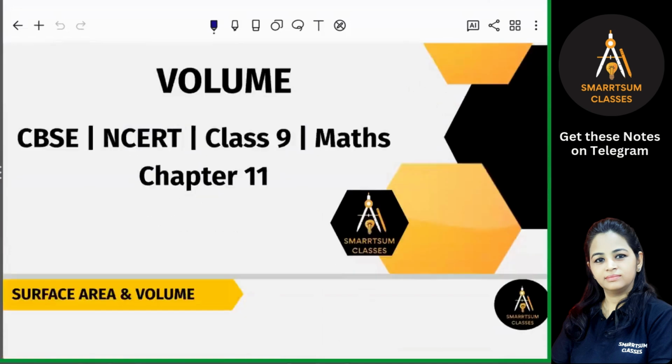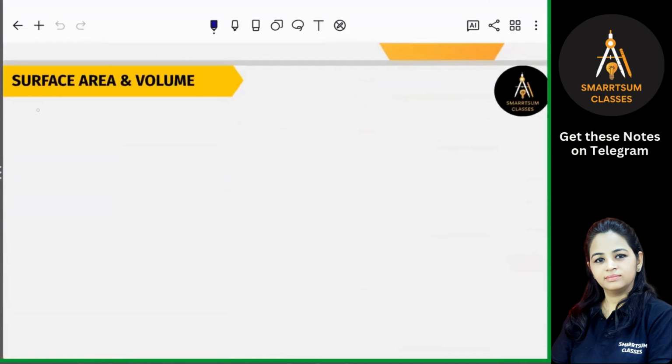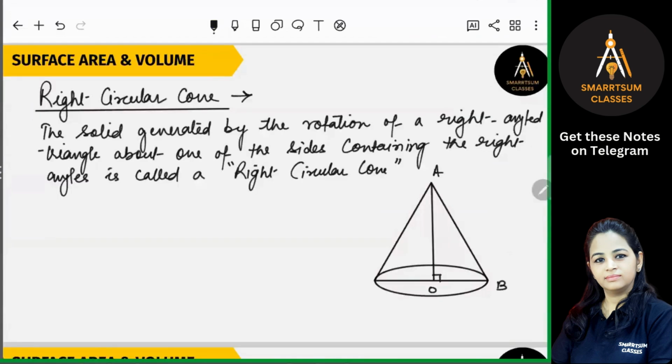Now, what is a right circular cone? Suppose we have a right angle triangle. As you can see here, there is a right angle triangle AOB. Can you see this right angle triangle? And this is right angled at O.